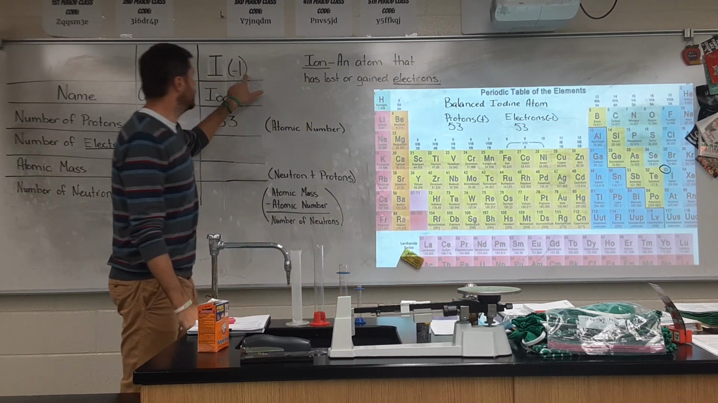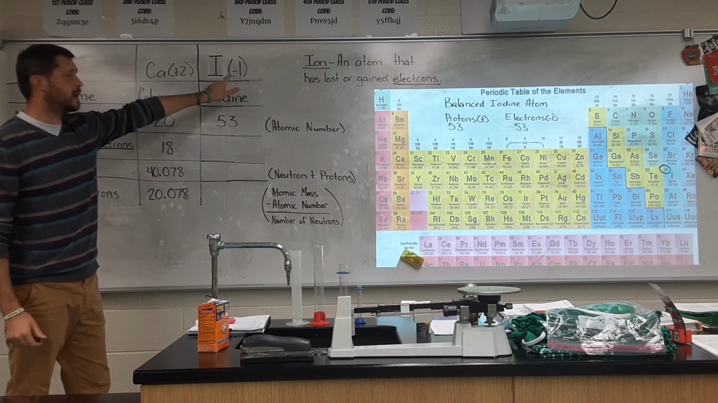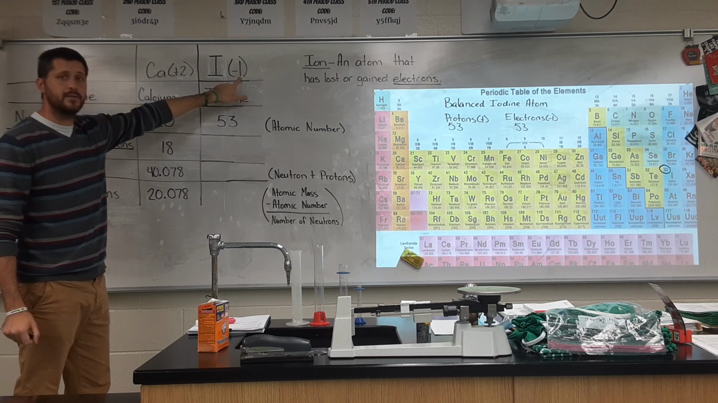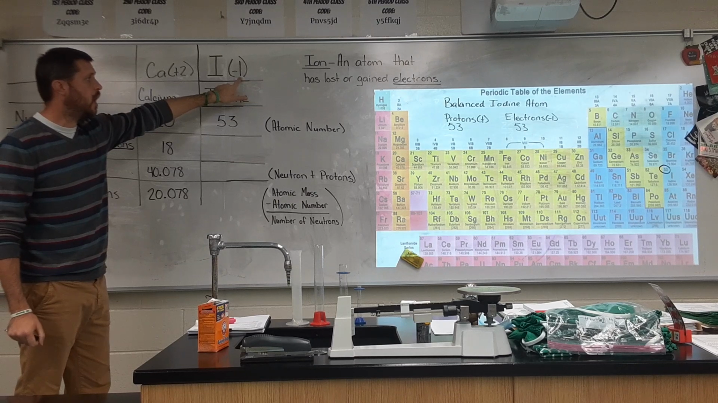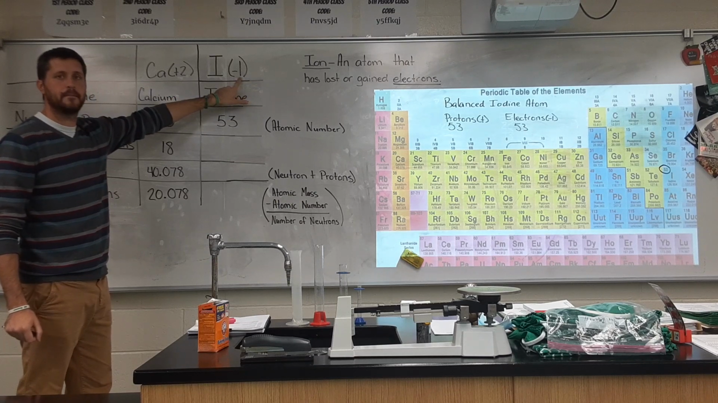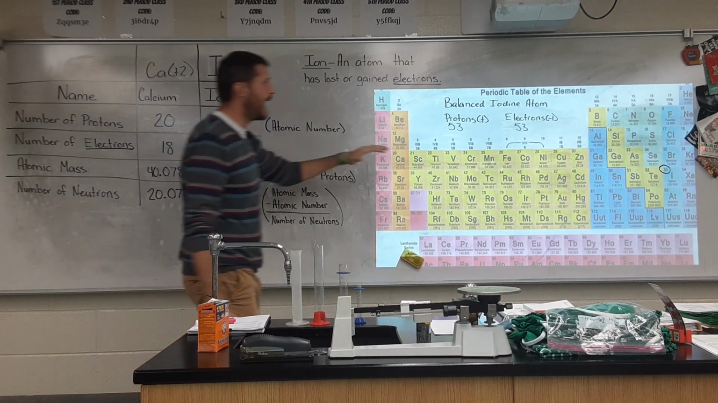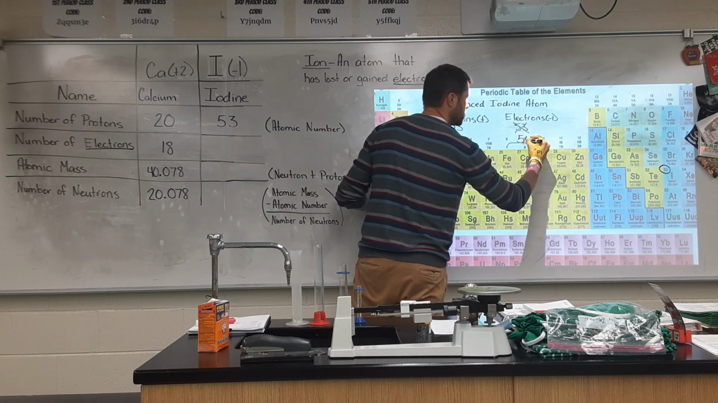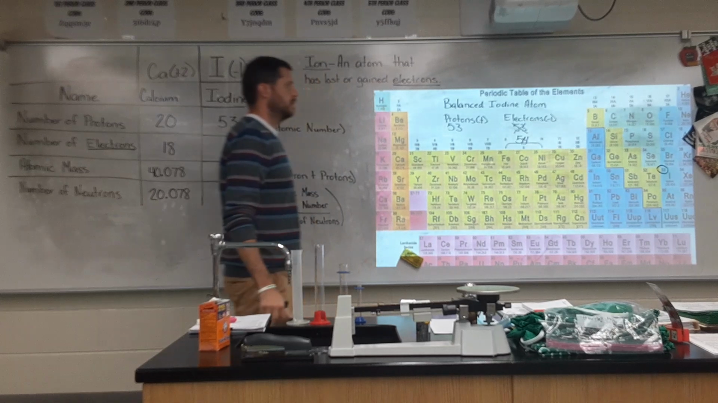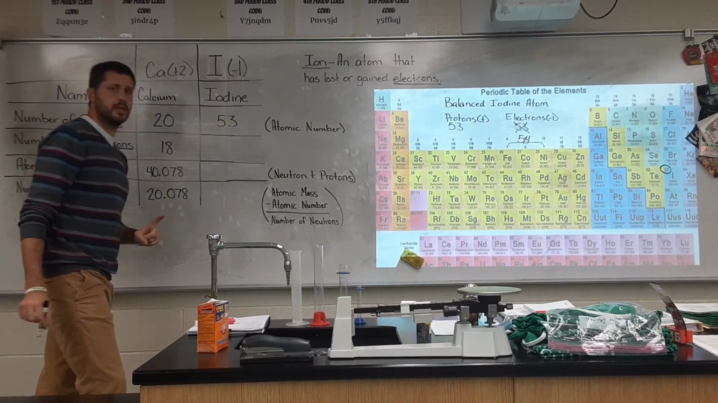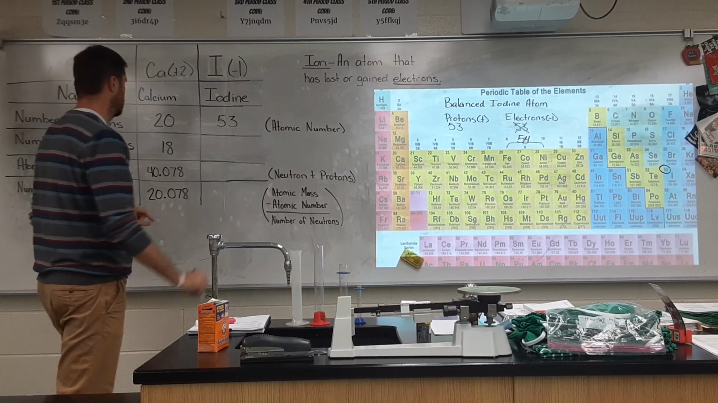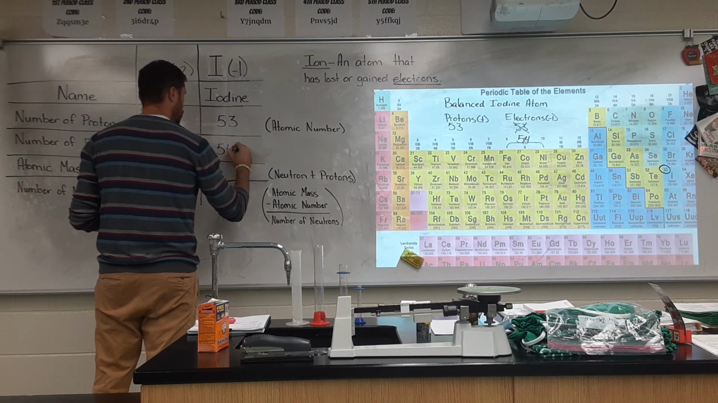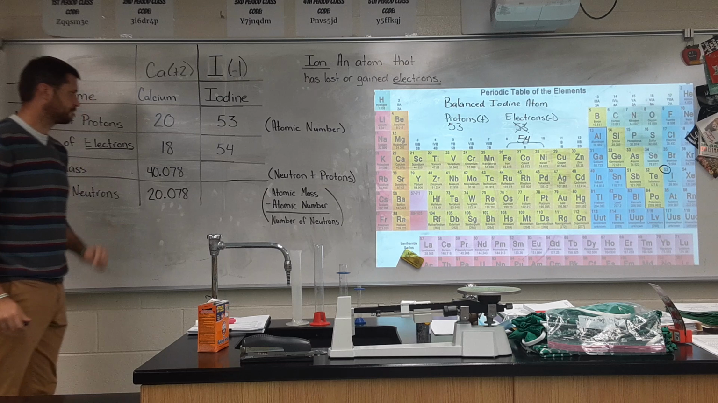All right, so this is the charge of the atom. This atom is slightly negative. It is saying that the negatives are bigger than the positives by 1. All right, so we are going to add an electron. Anions add electrons. So we're adding 1 because it is minus 1. So we have 54 electrons.